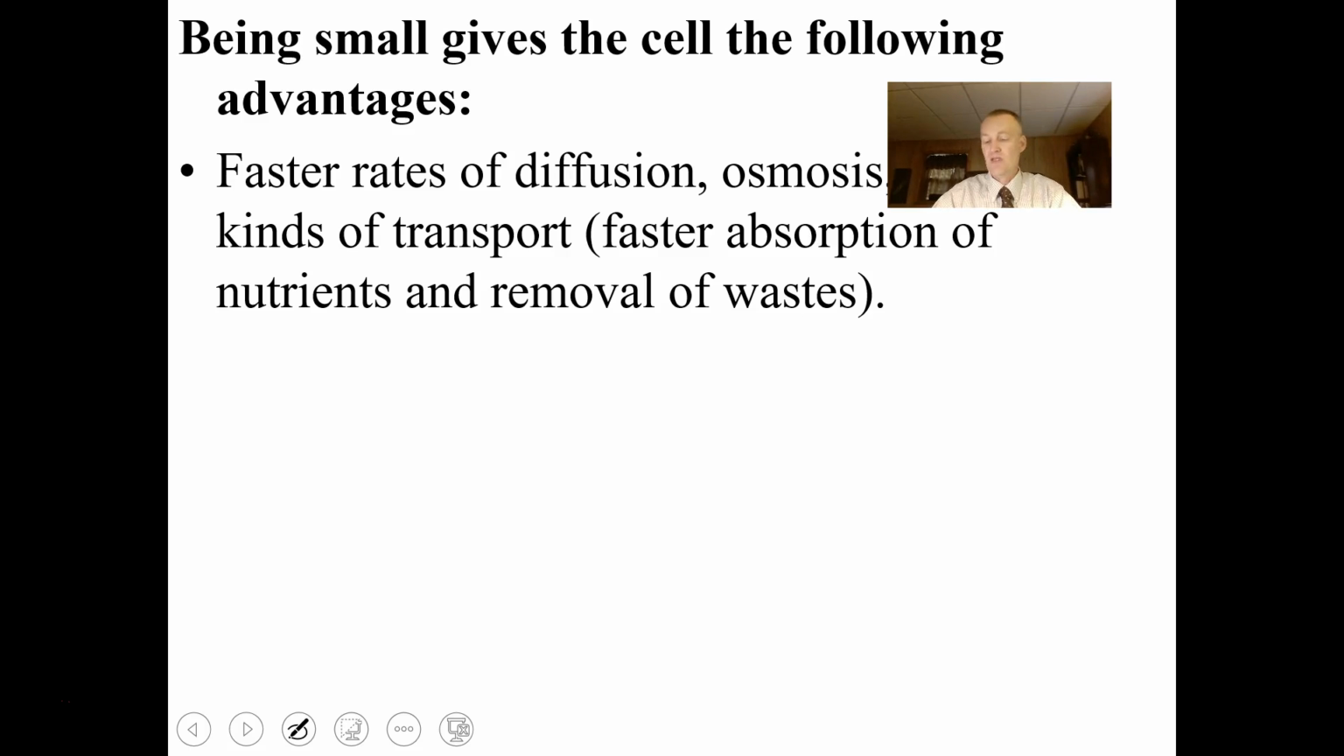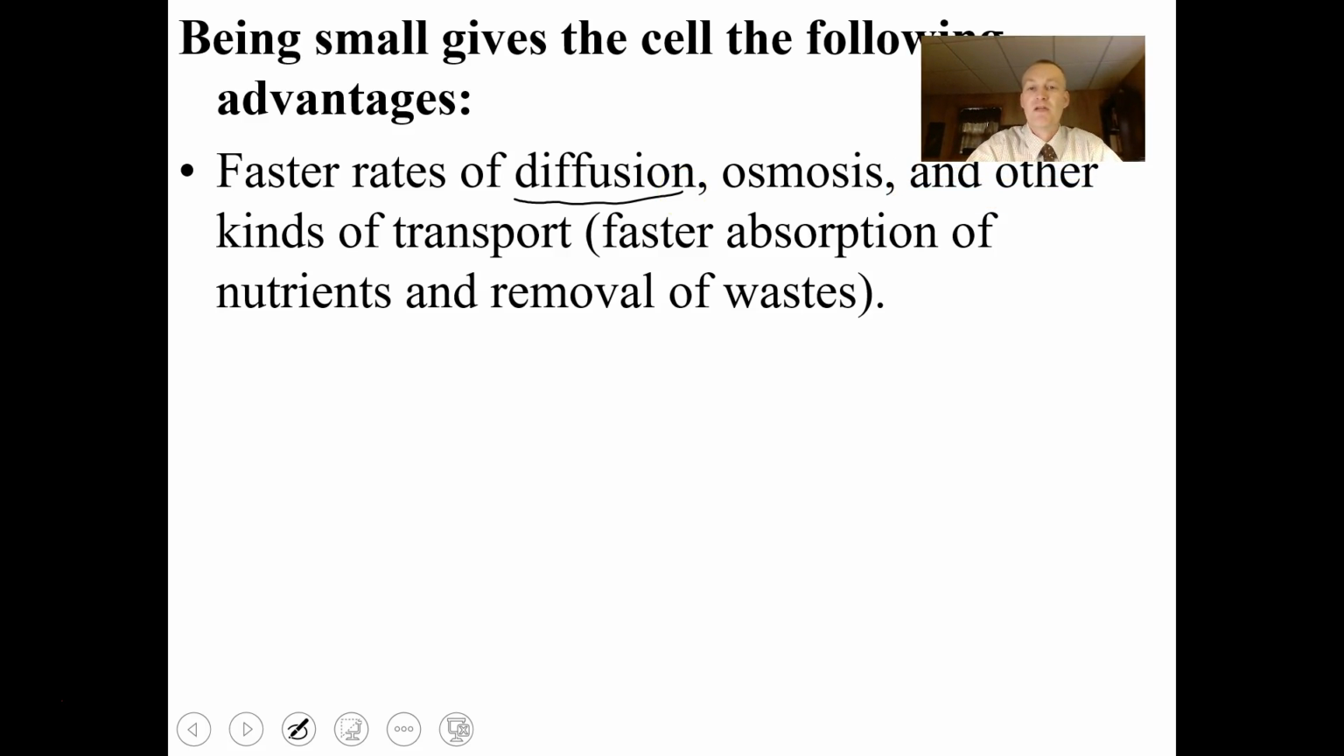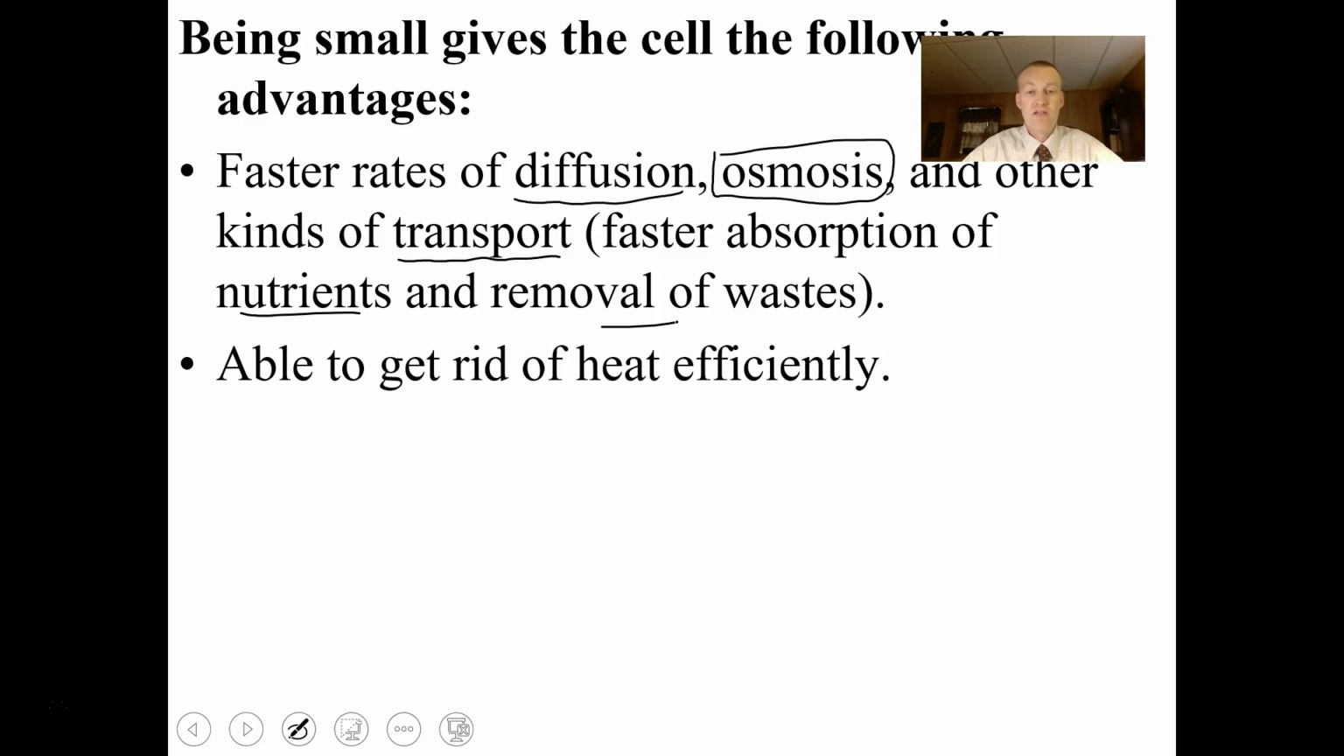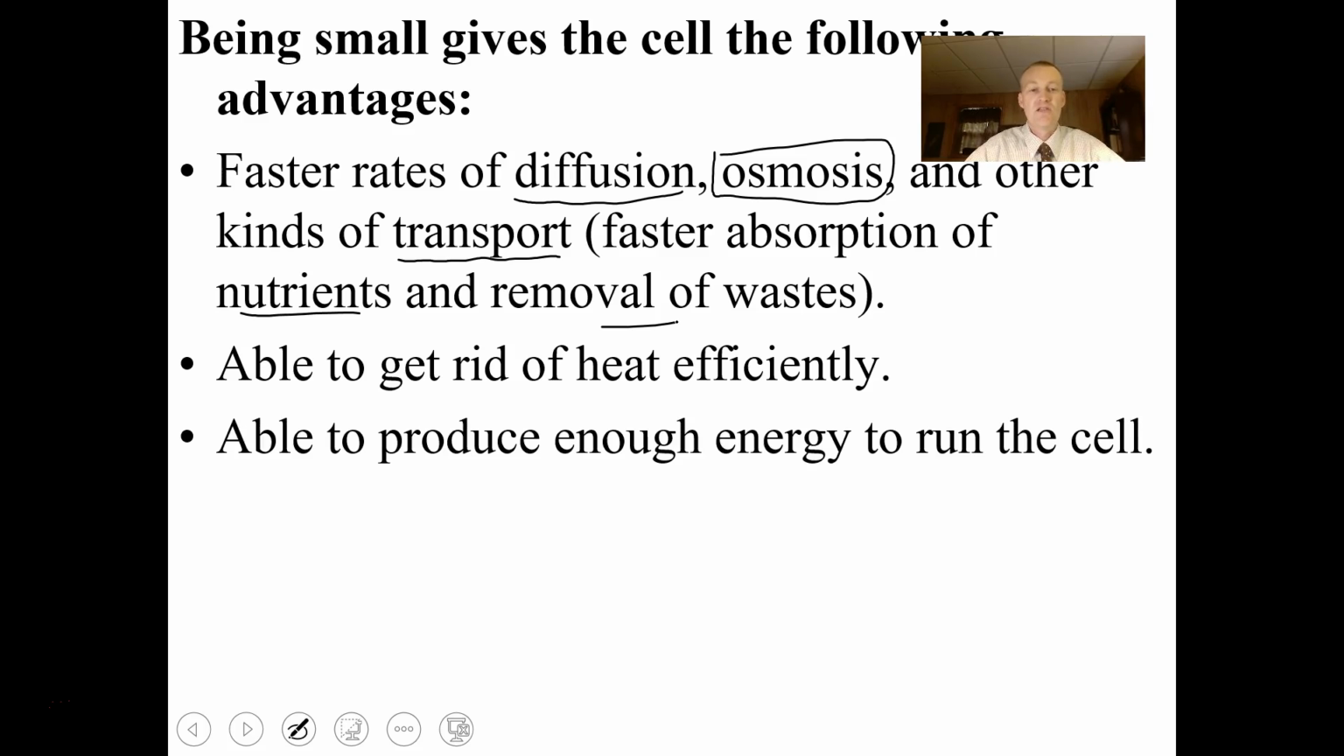One of them is that cells, because they're small, have fast rates of diffusion, that is the movement of molecules across the membrane. So cells are faster at doing osmosis, which is the movement of water into and out of the cell. All different kinds of transport of substances is much faster, such as the absorption of nutrients, removal of waste from cells, because of that high surface area to volume ratio. So we're able to get rid of heat very efficiently. If cells were gigantic, they would basically fill full of heat and perhaps even destroy themselves because of the heat that's being formed. They're able to produce enough energy to run the cell.